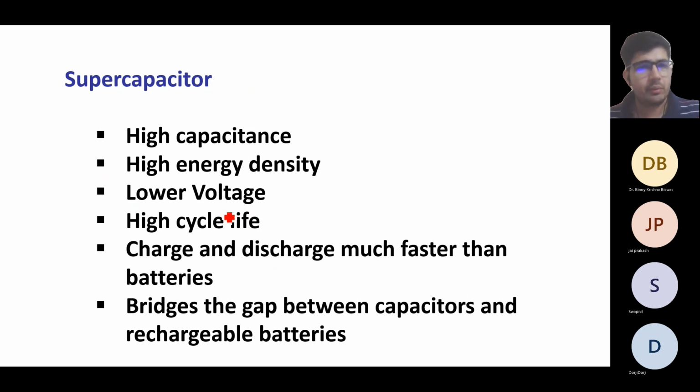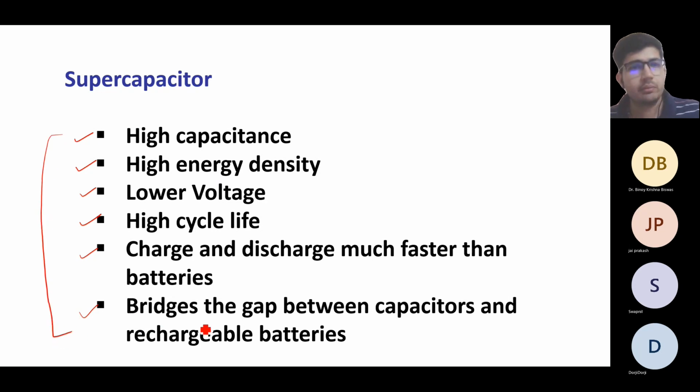So these are some advantages of supercapacitors, like they are having high capacitance, high energy density, lower voltage, high cycle life, charge and discharge much faster than batteries, and bridge the gap between capacitors and rechargeable batteries. So these are the areas where the supercapacitors are having importance.